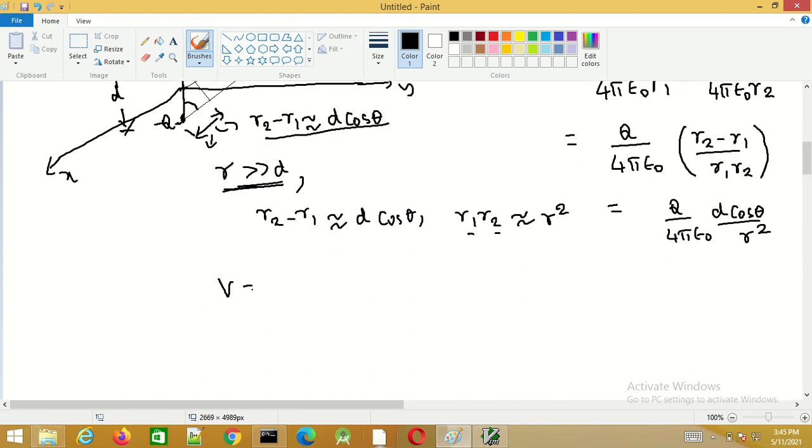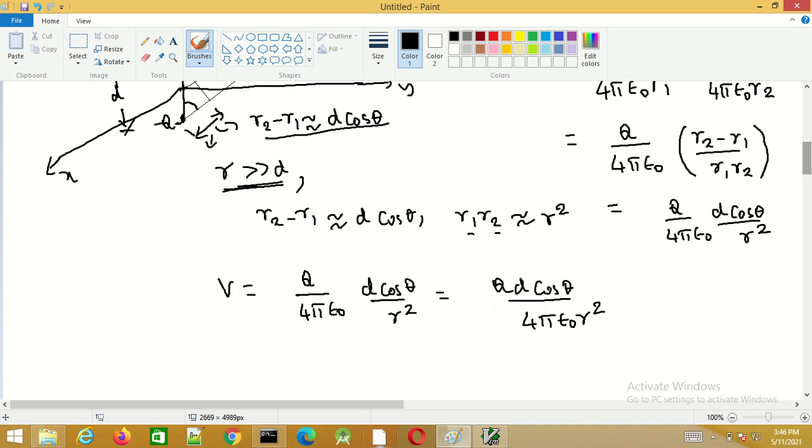So this V can be written as Q by 4 pi epsilon naught times d cos theta by r square, or Q d cos theta by 4 pi epsilon naught r square.